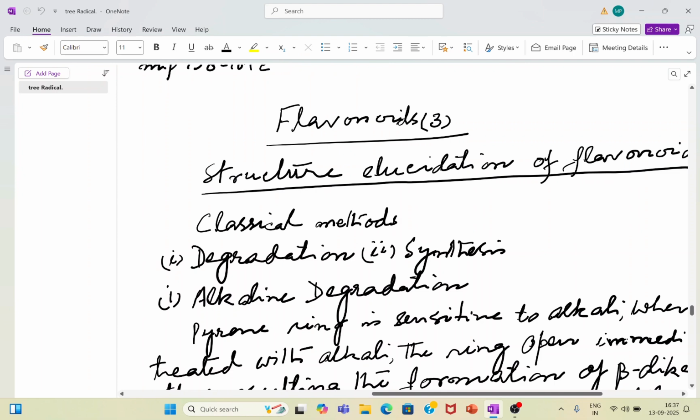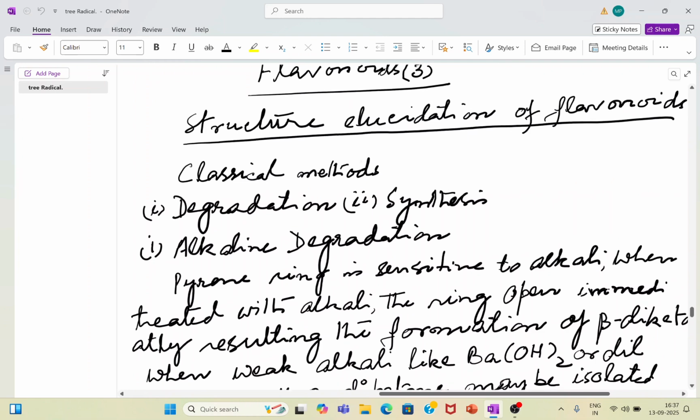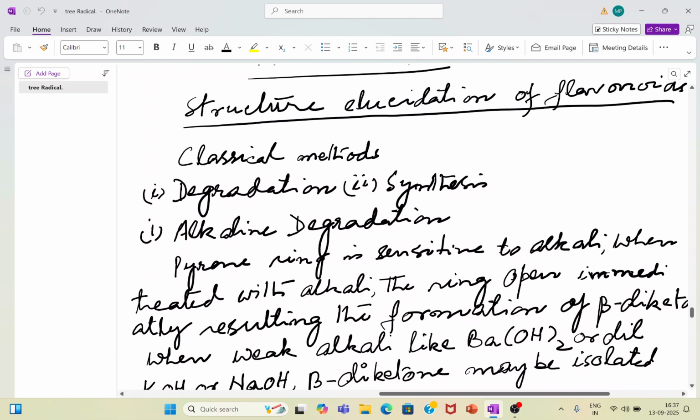Today I'll teach you the structure elucidation of the flavonoids. In continuation to my earlier lecture, this is something related to the flavonoids now. And now structure elucidation of the flavonoids includes the classical methods.